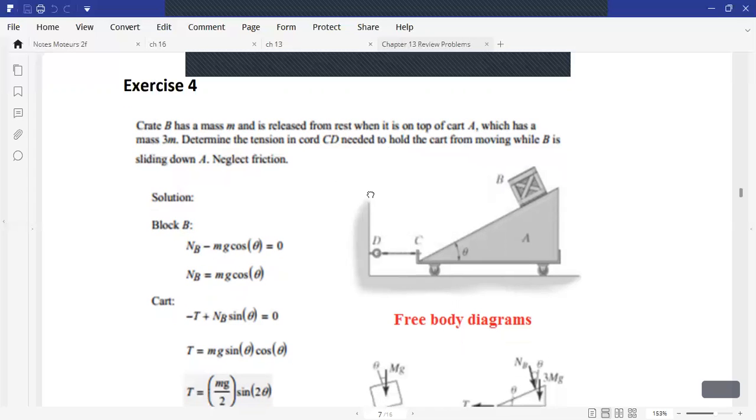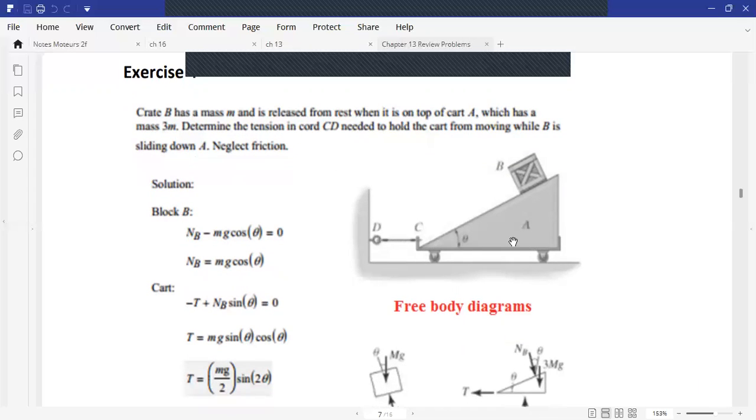Okay. So car B has a mass M and is released from rest when it is on the top of cart A, which has a mass of 3M. Determine the tension in cord CD needed to hold the cart from moving while B is sliding down A. Neglect friction. So in this problem, box B is going down on cart A, but we don't want cart A to move. So cart A is at rest and B is moving. They are asking what should be the tension in CD to prevent motion of cart A.